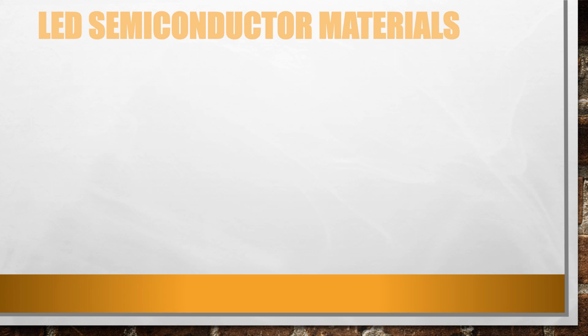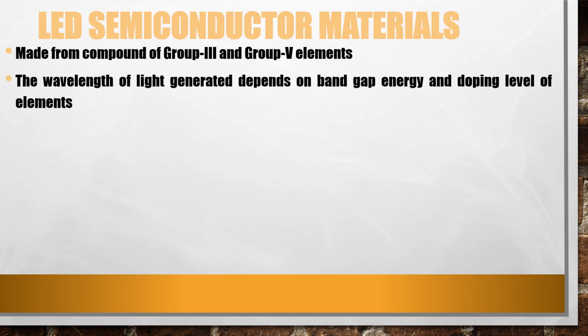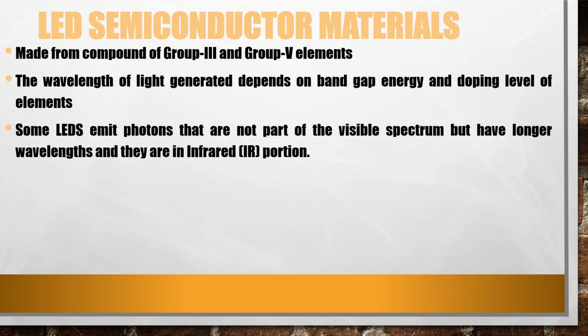Now we will talk about LED semiconductor materials. Light emitting diodes are made from compounds of group 3 and group 5 elements. The wavelength of light generated by the LED depends on the band gap energy and doping level of elements. Some LEDs emit photons that are not part of the visible spectrum, but they have longer wavelengths and they are in the infrared portion of the spectrum.